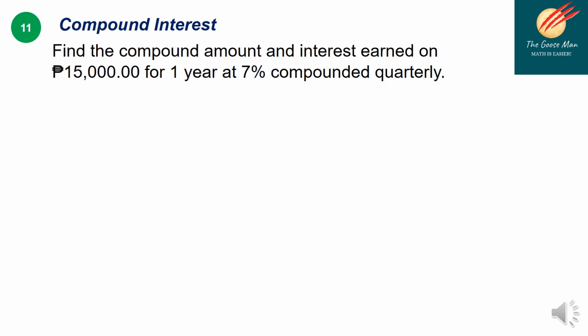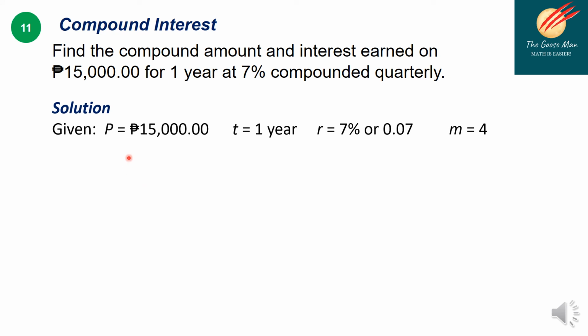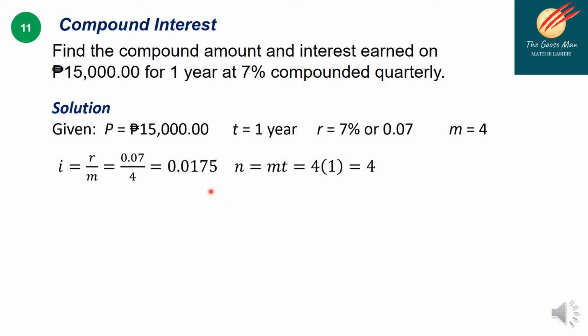Let us consider this next word problem. Find the compound amount and the interest earned on 15,000 pesos for 1 year at 7% compounded quarterly. So this time our m is equal to 4, while the present value, time, and rate are the same. Again, the periodic rate is the annual rate divided by the number of conversions, so we have 7% divided by 4, which is equal to 0.0175, and the number of periods is equal to m times t, which is equal to 4.